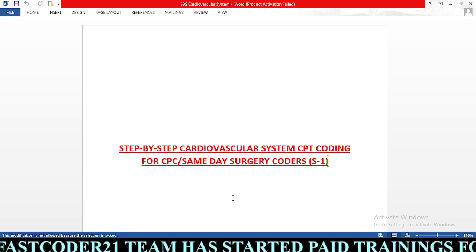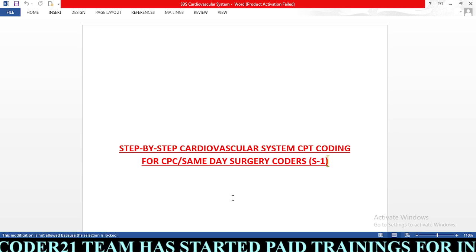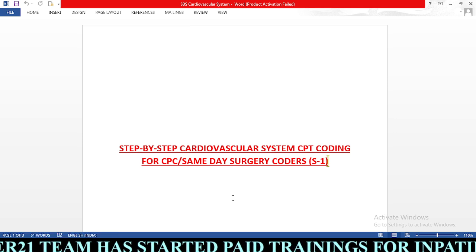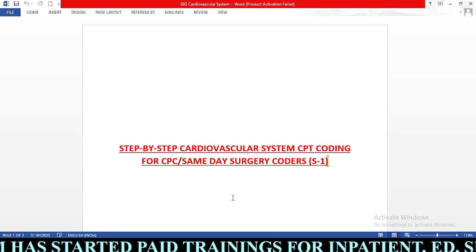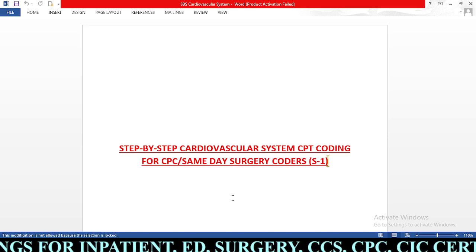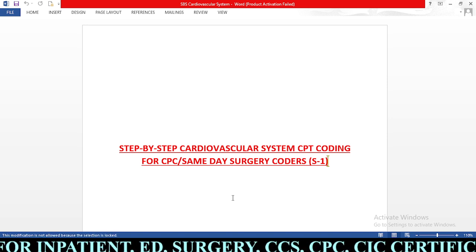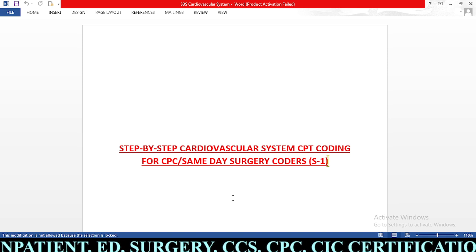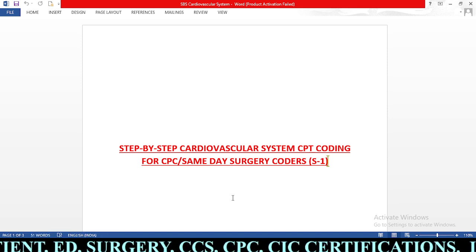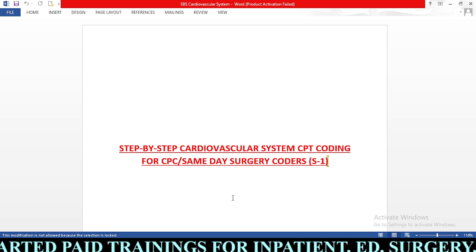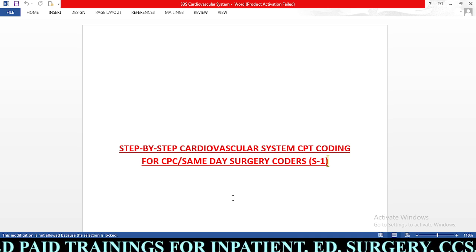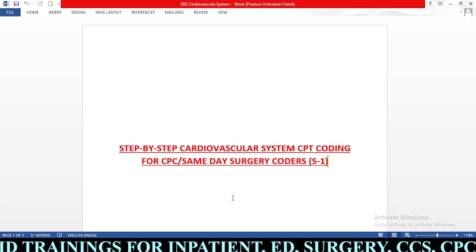In today's session, we are going to learn step by step cardiovascular system CPT coding for CPC same day surgery coders, session 1. Among all surgery coding specialties, cardiovascular system is the most difficult coding system. In session 1, we are going to learn few procedures related to heart and pericardium.